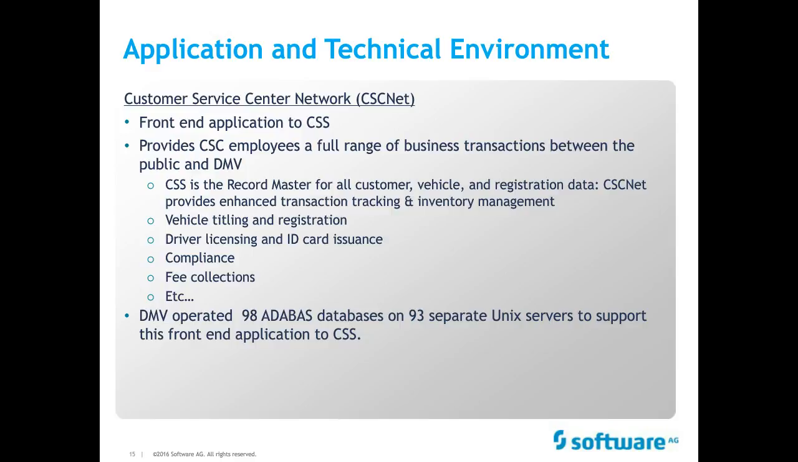In addition to the 16 databases and 16 complete regions, 5 broker regions, and 2 entire NetDash work regions that we maintain on the mainframe that are required to support CSS, we also maintained a Solaris server in every customer service center and training center, and we had a number of servers at headquarters. You can see on the slide, we had 98 databases on 93 separate Unix servers that supported the front-end application to CSS.